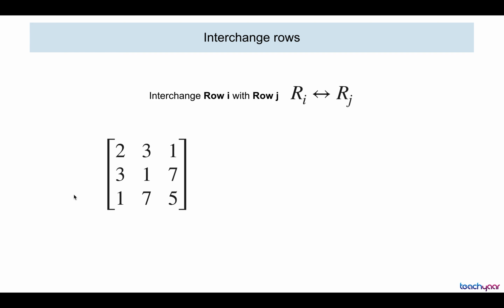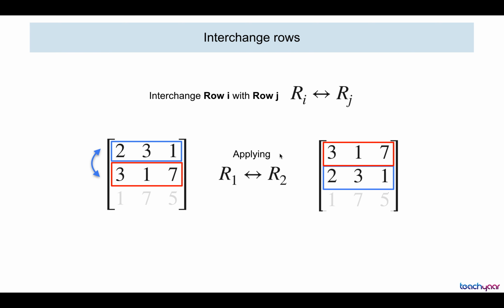You take this matrix here, it's a 3 by 3 matrix. So you have row 1 which is 2 3 1 and row 2 is 3 1 7. Now applying the switch operator here to row 1 and row 2, what you get is this. Row 1 has become 3 1 7 and row 2 has become 2 3 1. So by applying this operation, the rows have been switched. The first row has become the second and the second row has become the first, of the same matrix.